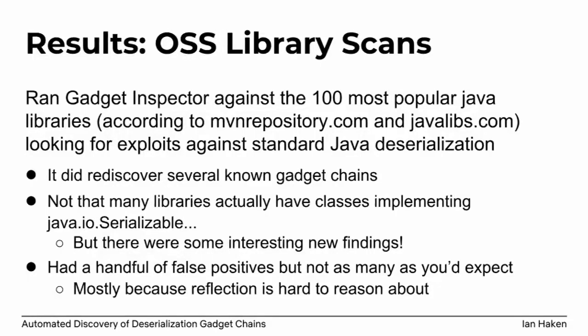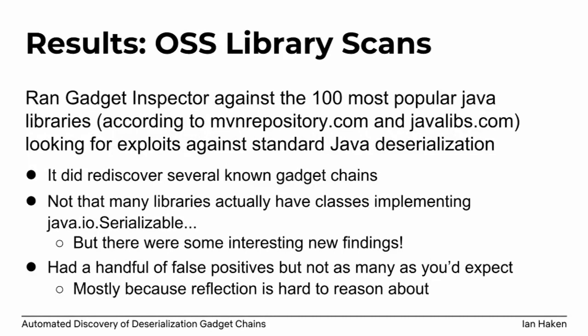So, all right, lots of talk about lots of things that this tool does, and lots of assumptions that it makes. The question is, does it actually find anything useful, or is it just false positive heavy and totally useless? The first thing I did was set out to scan some open source libraries and see what it comes up with. So I ran Gadget Inspector against the 100 most popular libraries as listed on mvnrepository.com and looked for exploits against Java deserialization, the built-in ObjectInputStream. It did rediscover several known gadget chains. So that's good. That means it's actually finding things I know it should find. So thumbs up. It's doing something useful.